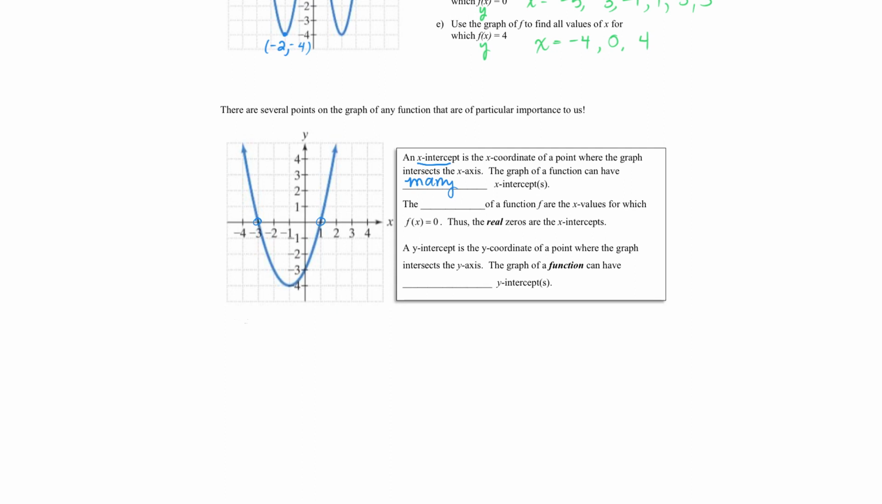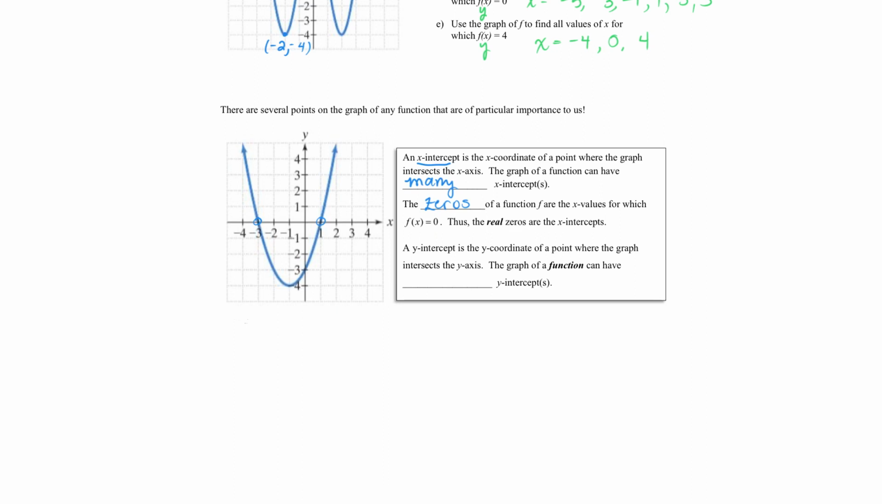The zeros of a function are the x values for which the function is equal to 0, for which y equals 0. We call those the zeros of a function. Therefore, the real zeros of a function are found at the x-intercepts. This gives me a y value of 0, f of x equals 0 here, and f of x equals 0 here. So this function has 2 real zeros at negative 3 and positive 1. So that's another way to talk about x-intercepts. They are the real zeros of a function.